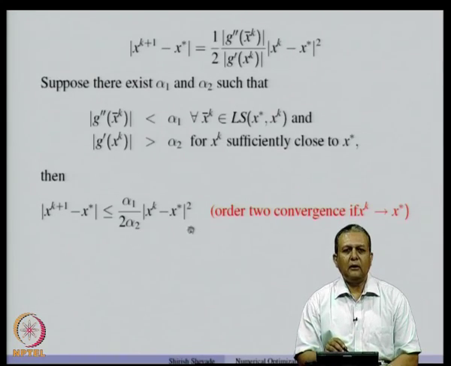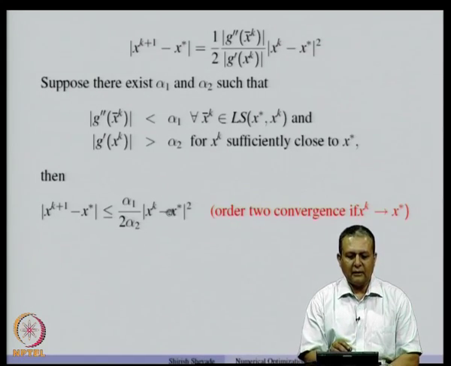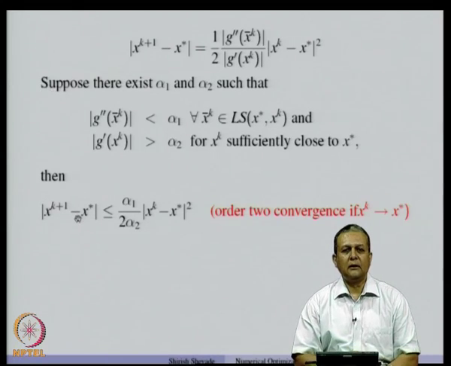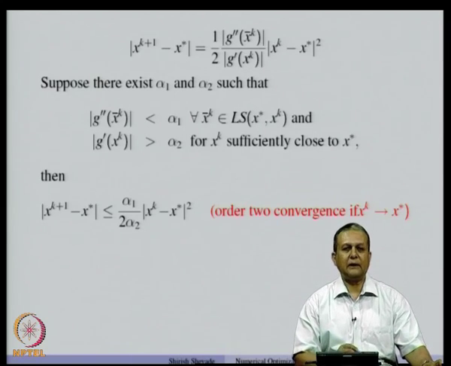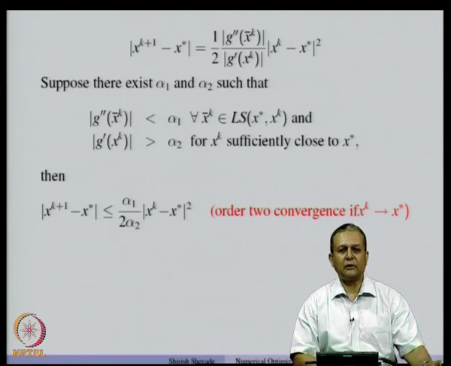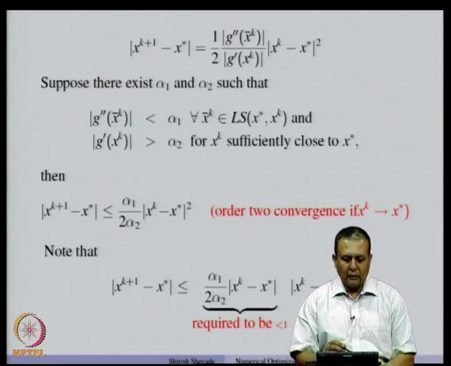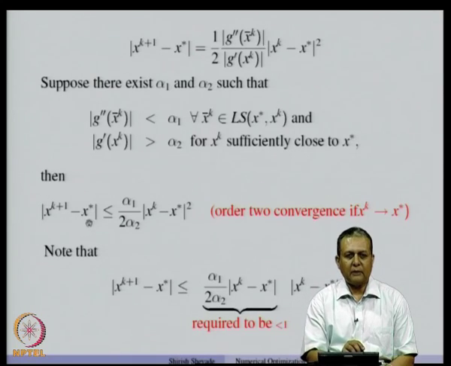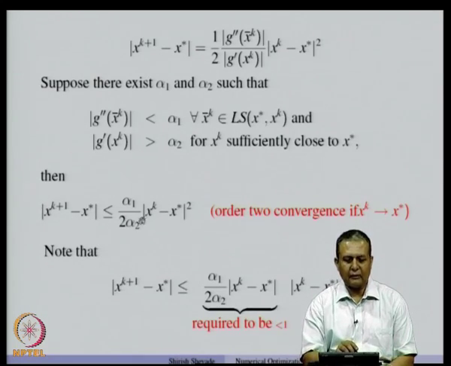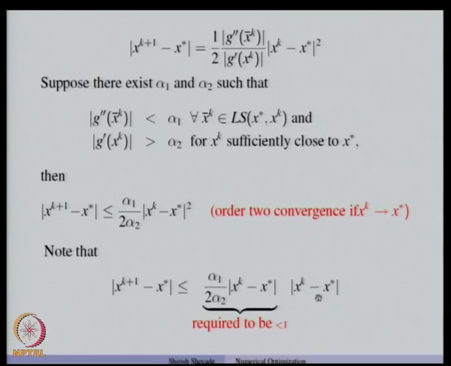Now, if the sequence x_k converges to x star, then we can clearly see that this is order 2 convergence. Now, let us see how to show that x_k does converge to x star. If you look at mod of x_{k+1} minus x star, that is less than or equal to a quantity that can be split into two parts. One part is alpha 1 by 2 alpha 2 into mod of x_k minus x star, and the other quantity is x_k minus x star.